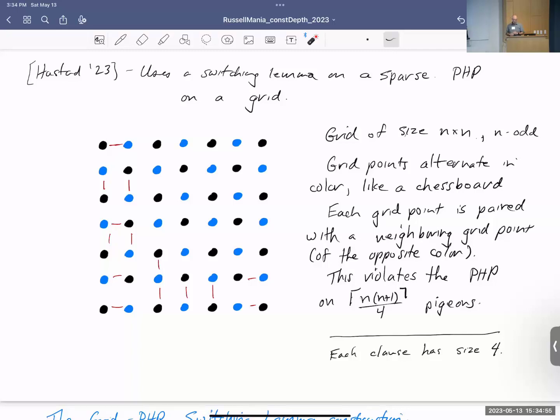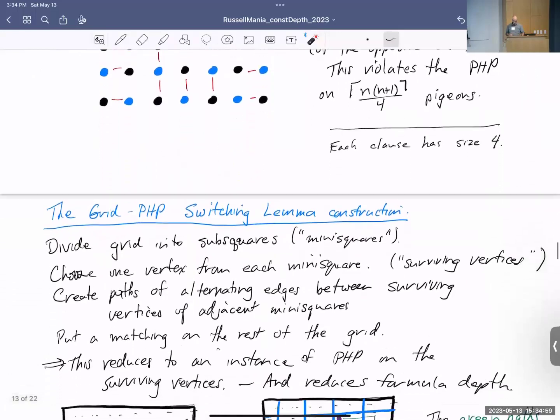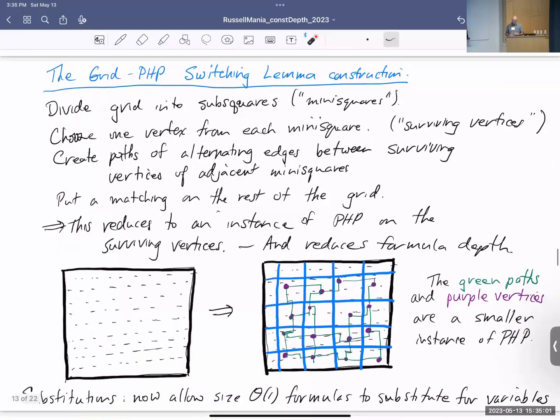And he then hits this with a switching lemma. And a switching lemma then is basically the following thing. I've got a picture, which is probably what you should look at. Sorry for being so bad artistically here. You take the square grid vertex, this big black thing here, right? You divide it into mini squares.